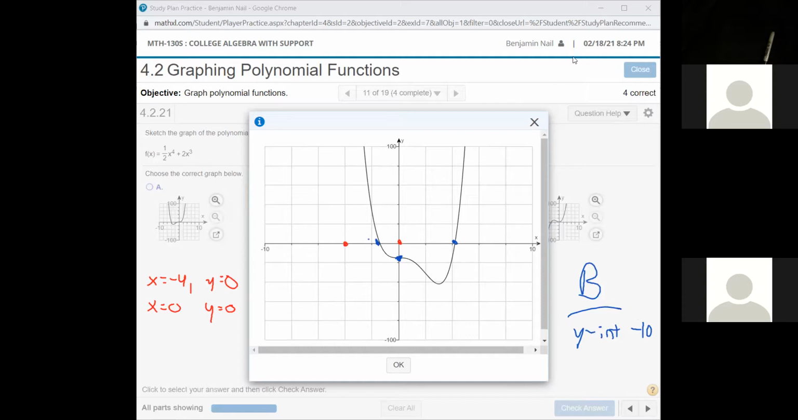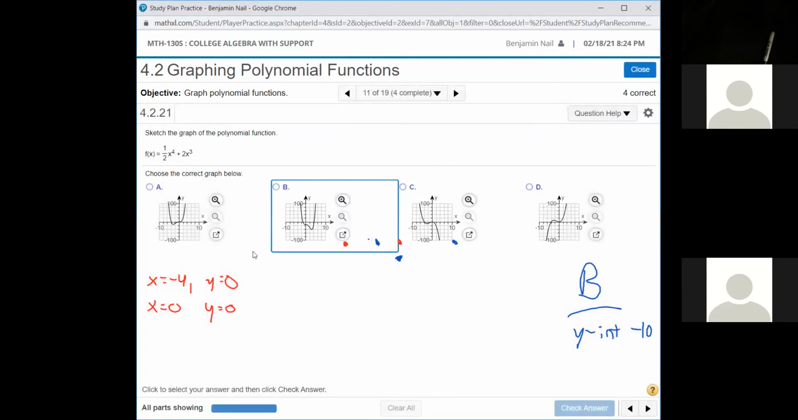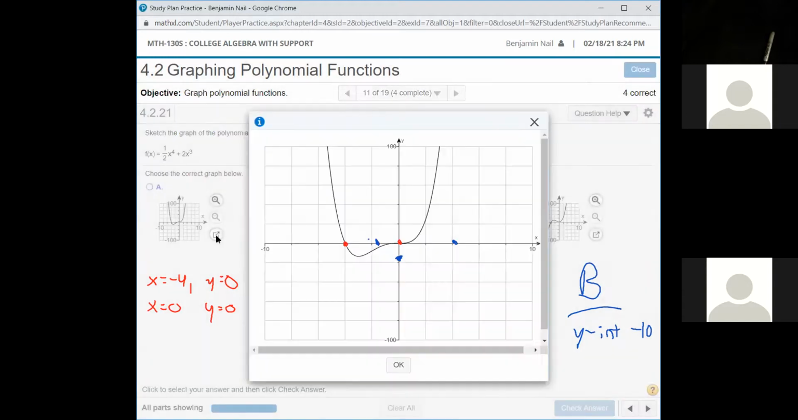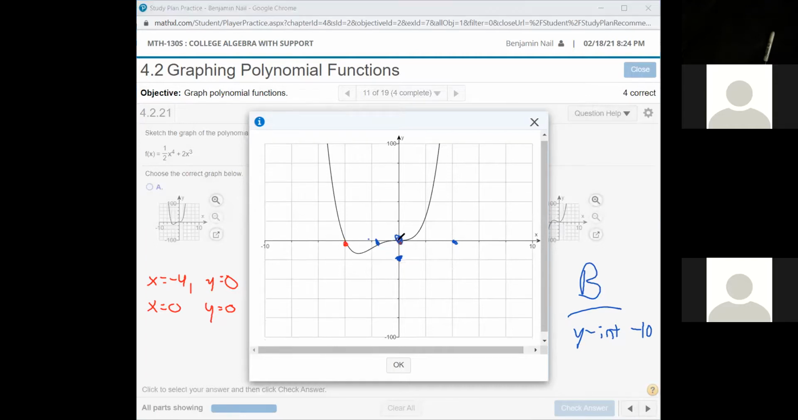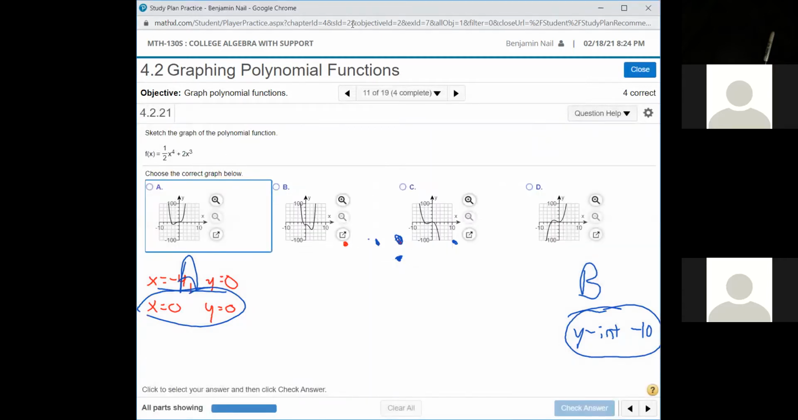y-intercept. On the other hand, if I blow choice A back up, choice A has a y-intercept here, okay, at 0. So choice A has the y-intercept of 0. So if I can just find which one of those graphs is correct, I know which one the right answer is. So again, go back to my original function.